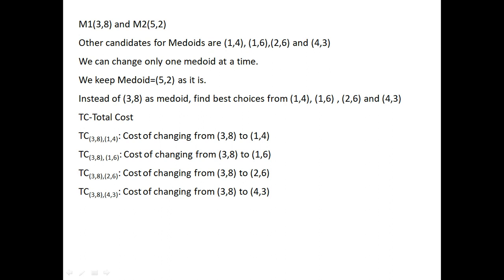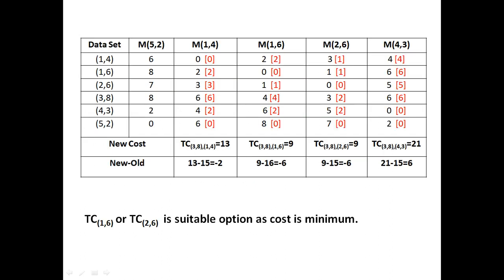So total cost means what? Instead of (3, 8) we can replace it with (1, 4), (1, 6), (2, 6) or (4, 3). So this is a table. Here there is no need to calculate this value because it is already calculated in our previous table. Now this is our data set points. So instead of (3, 8) we are taking (1, 4), (1, 6), (2, 6) and (4, 3).